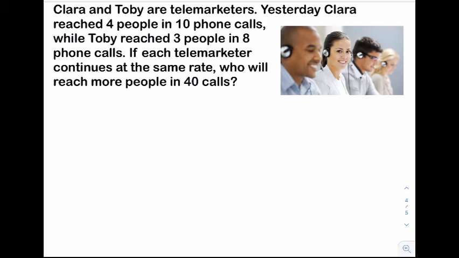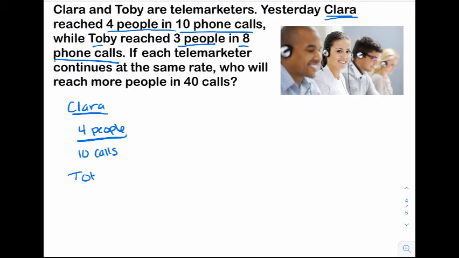So let's start with Clara. She reached 4 people in 10 phone calls, so I'm going to label Clara: 4 people, and that should be a 10 calls. Now Toby is 3 people in 8 calls, so I'm going to label Toby: 3 people every 8 calls. We're looking for who reaches more people in 40 calls.